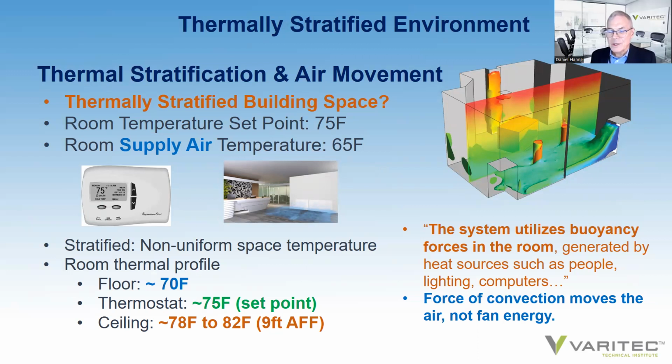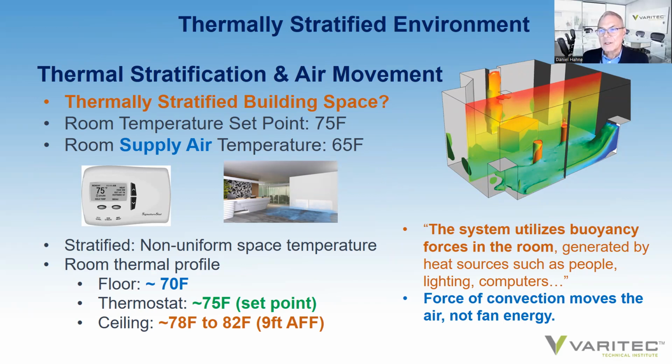Temperature differentials in a conventional space with 9 to 10 foot high ceilings are roughly 70 degrees at the floor, 75 degrees at the thermostat, and in the upper levels of the room, 78 to 82 degrees, depending on how much heat is generated in the room and the amount of air supplied to the space. So unlike a mixed air system that requires fan energy to drive the air at high velocity to create mixing, what is elegant about a thermally stratified environment is that it's the force of nature that conditions the space. It's called the force of convection.